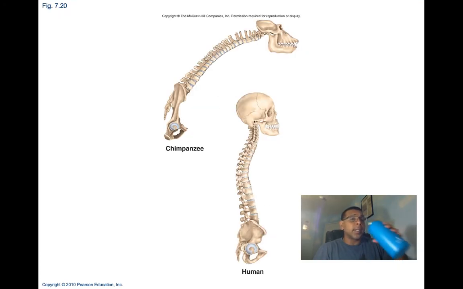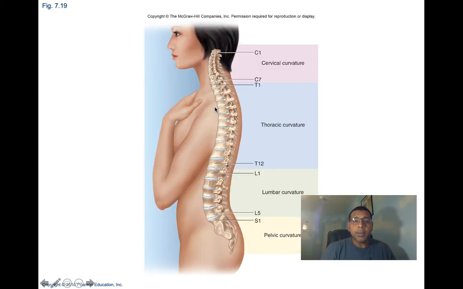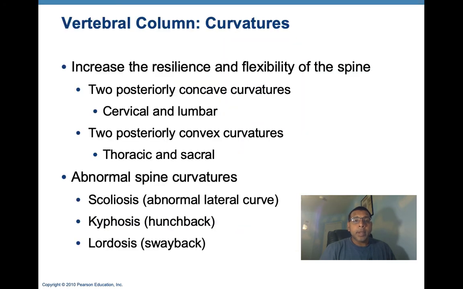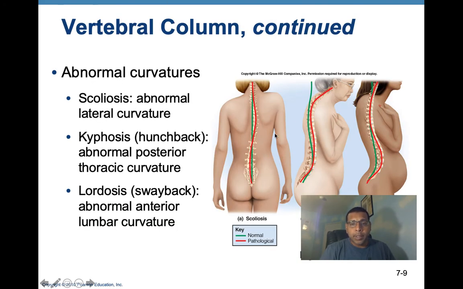Now, here we can see us being compared to a chimpanzee. And you can see it's about the same structure. Okay? But then again, how these parts are found is the difference there, you see. We're upright compared to them. Now, these abnormal curvatures, we can see down here. They're going to be scoliosis, kyphosis, and lordosis.